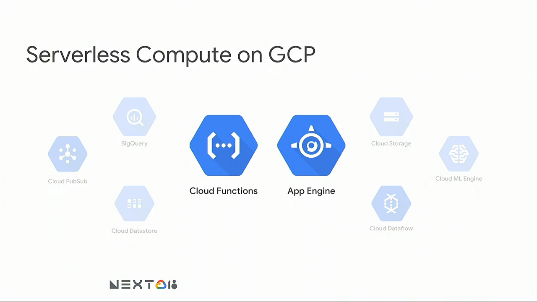Cloud Functions and App Engine. So Cloud Functions is functions as a service, if you are into acronyms. And App Engine is platform as a service for those old enough to remember that acronym. So why two? Why have two products?